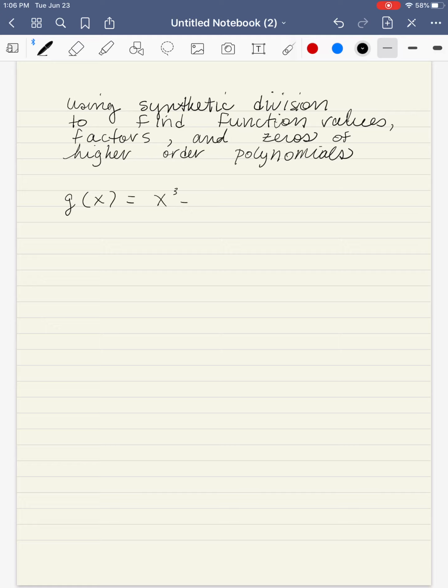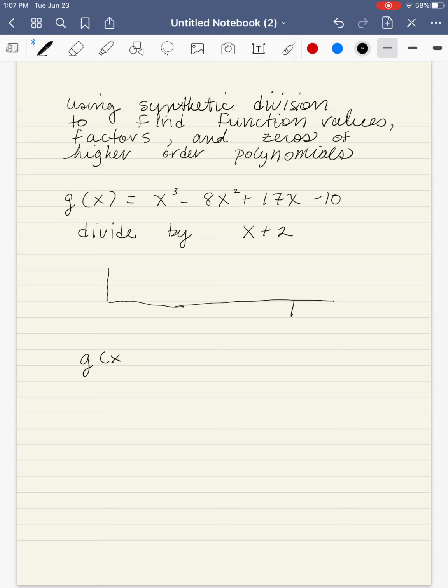Let's say that we do g of x is equal to x cubed minus 8x squared plus 17x minus 10. And I want you to divide by x plus 2. So I want you to do the synthetic division, get your coefficients of your quotient, get your remainder, and then I want you to write your answer.